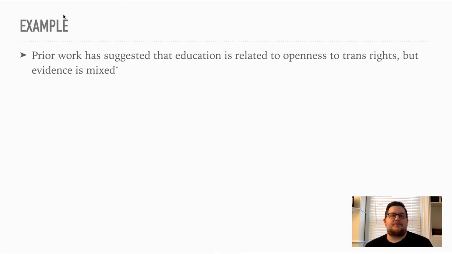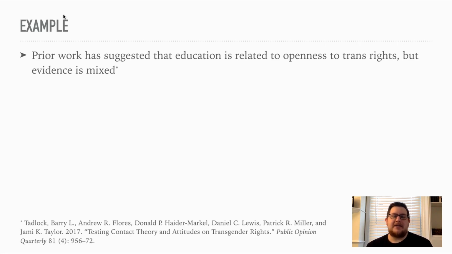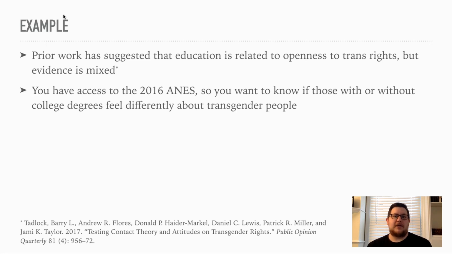Our example. Now, prior work has shown that education may be related to openness to trans rights. However, that evidence is somewhat mixed. In fact, in one of their projects, Dr. Lewis and his co-authors found that in 1 out of 3 surveys, there was no significant relationship between education and attitudes on trans rights, but in 2 others, there was in fact a relationship between education and trans rights attitudes. So the evidence is somewhat mixed.